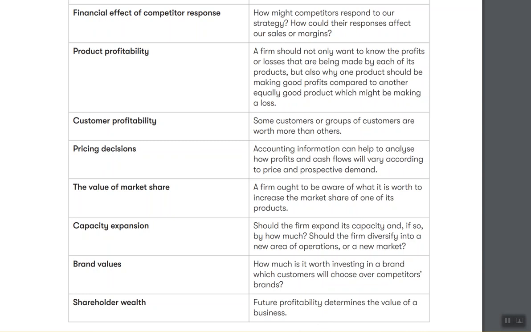You might have seen some organizations, they can increase their capacity, but sometimes they don't want to because they believe that increased capacity is not going to be as worthy to them. Capacity expansion. Should we increase the capacity so that it is linked to the value of market share? Brand values. Is it important to invest in brands, create brands? Shareholders' worth. Are we creating wealth for our shareholders? Remember, whichever decision we are making, the main focus should be increasing the wealth of the shareholder.